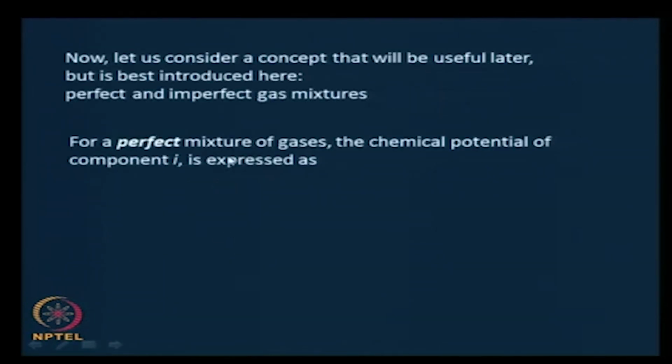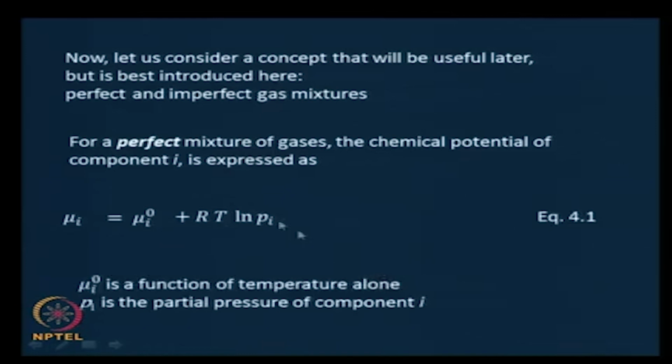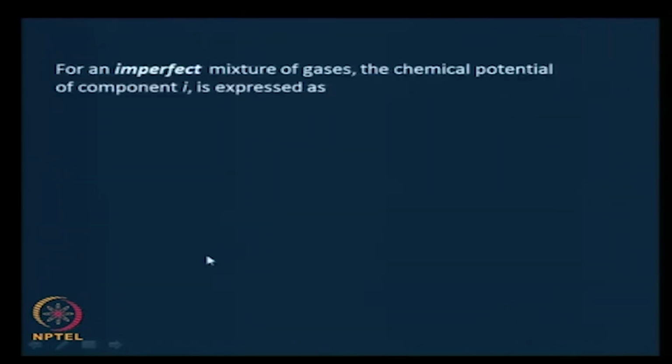And then we introduced the concept of a perfect mixture of gases. This is a concept, and we have used it quite a few times to develop ideas. A perfect mixture of gases is something for which the chemical potential of each of its components can be represented as mu I equals mu I naught plus RT ln Pi, where Pi is the partial pressure.